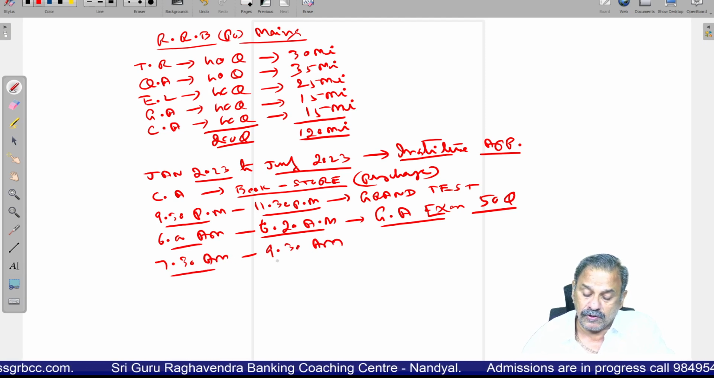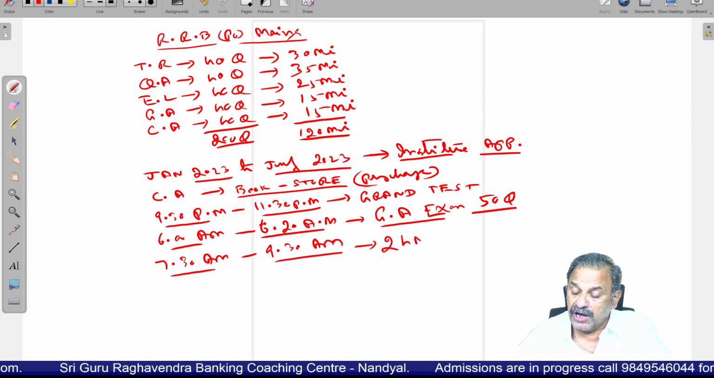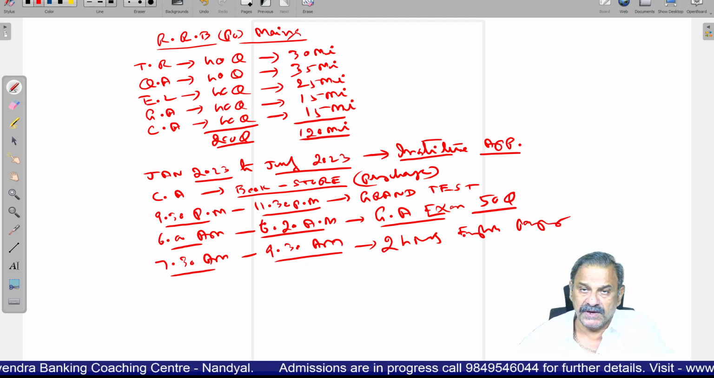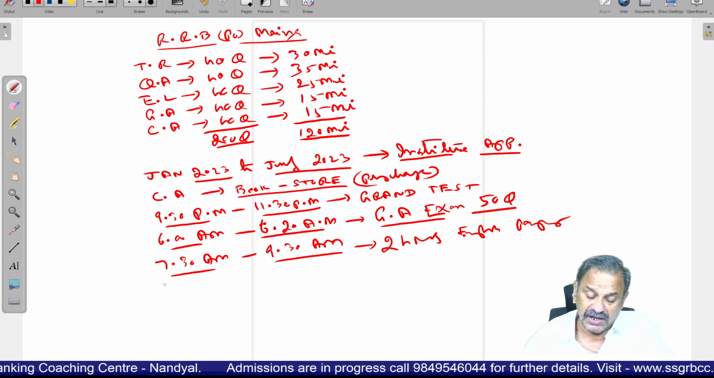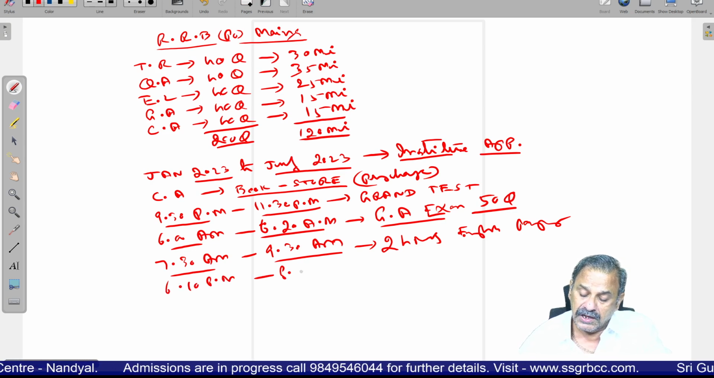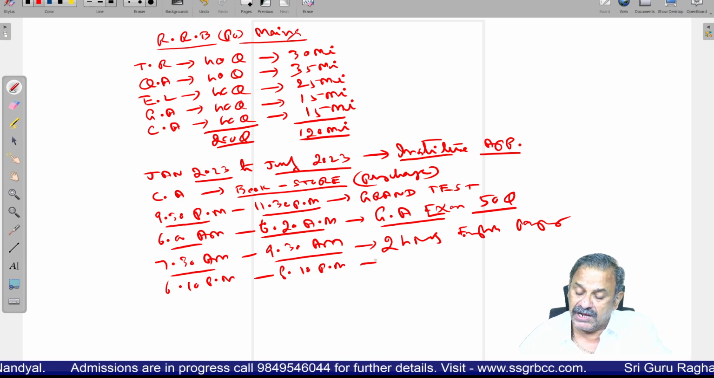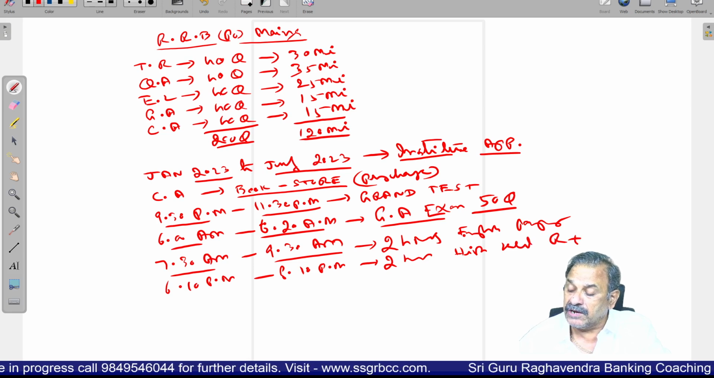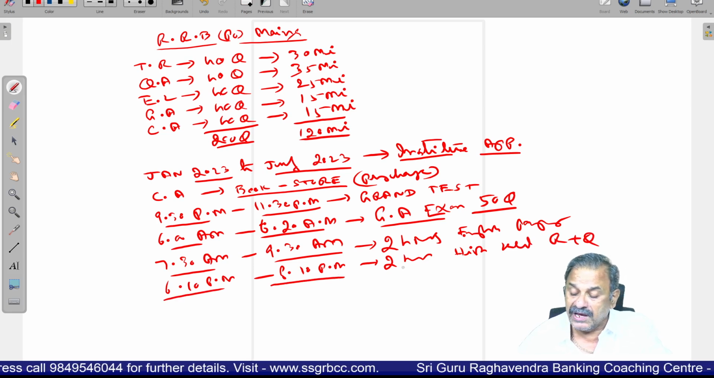2 hours. So for 2 hours I am going to explain the English paper of mains. All the previous papers are going to be covered. And in the evening, 6:10 p.m. to 8:10 p.m., every day 2 hours, high level reasoning plus quant is going to be explained.